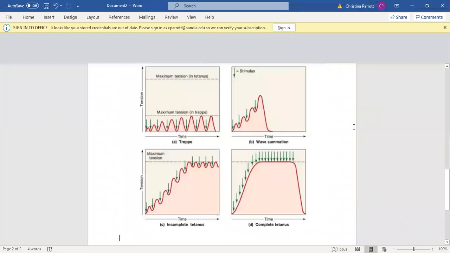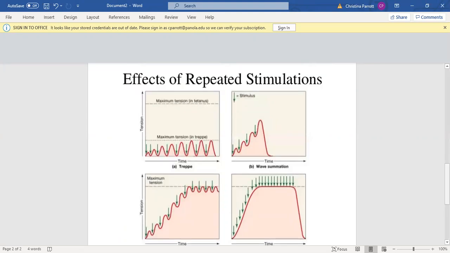Okay, now this one, these graphs are going to be showing the effects of repeated stimulation. So again, remember that the green arrows are going to signify a stimulus, okay?